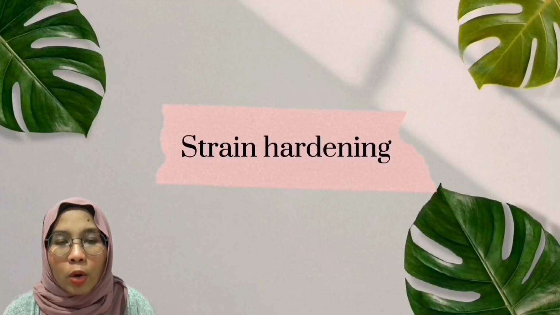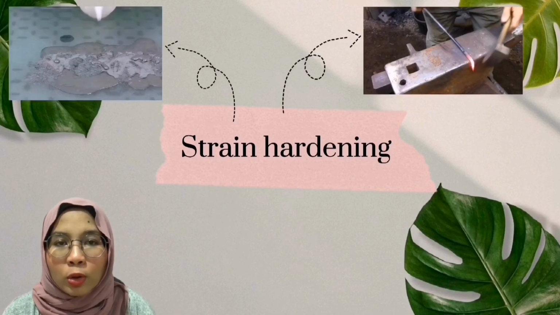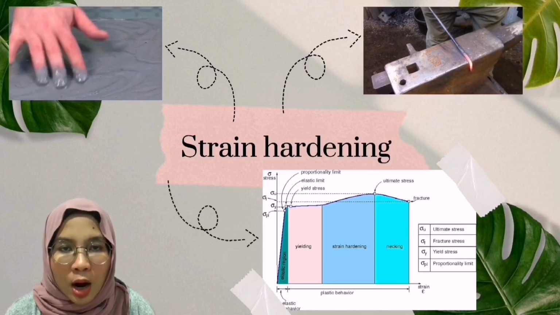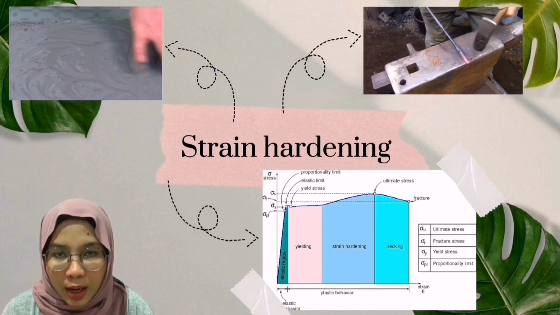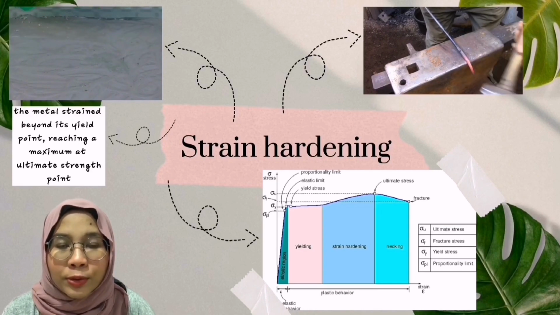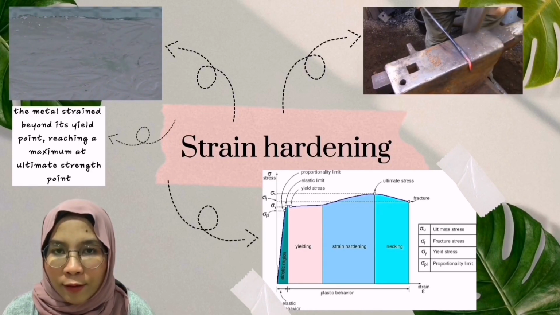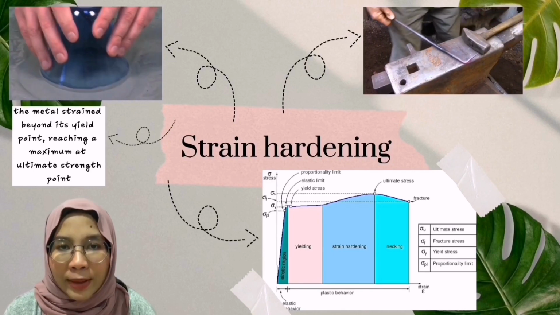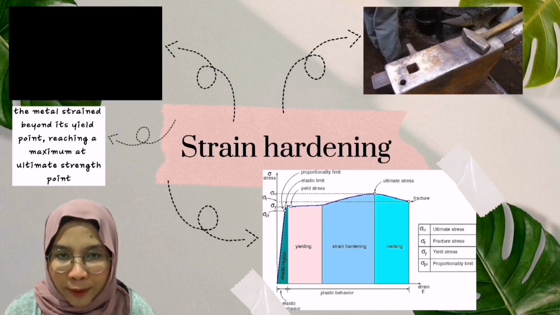Strain hardening, also known as work hardening or cold working, is the process by which metals are made stronger and harder through permanent deformation. Strain hardening falls on the region of the stress-strain graph where the metal is strained beyond its yield point, reaching a maximum at the ultimate strength point.